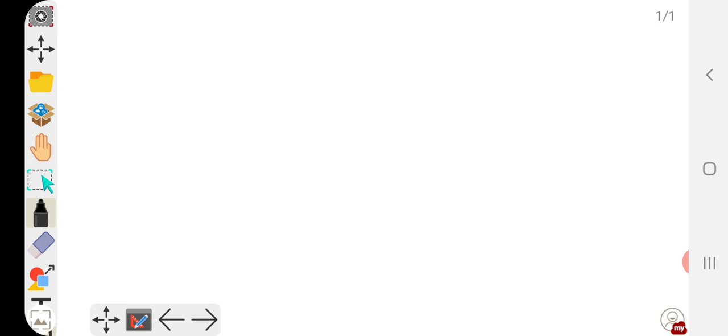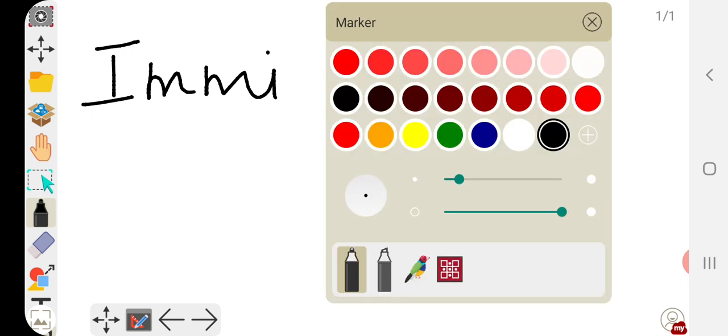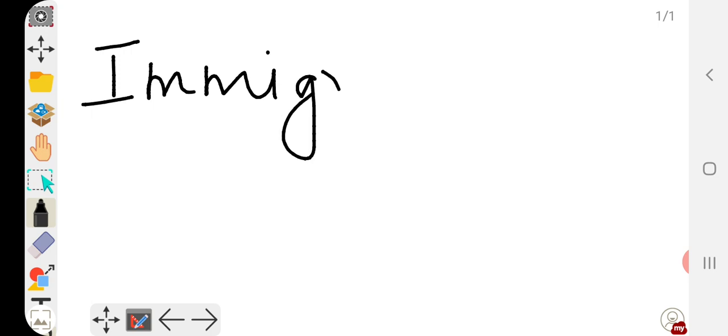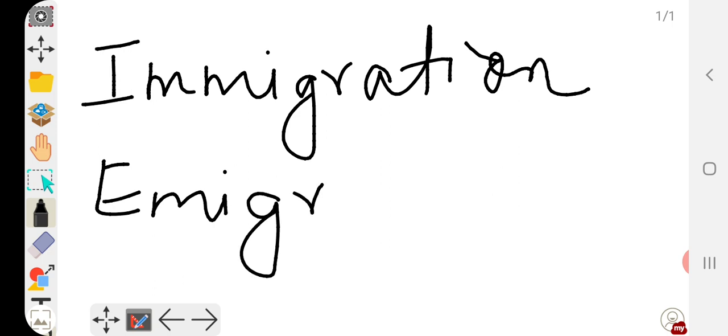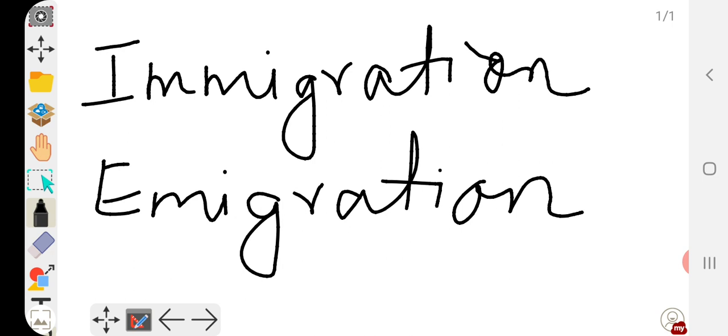I am just writing it over here. One is immigration and another one is emigration. These are the two terms that come up when we discuss the topic, or when we talk about international migration.